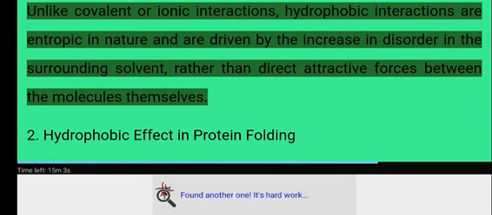Unlike covalent or ionic interactions, hydrophobic interactions are entropic in nature and are driven by the increase in disorder in the surrounding solvent, rather than direct attractive forces between the molecules themselves.